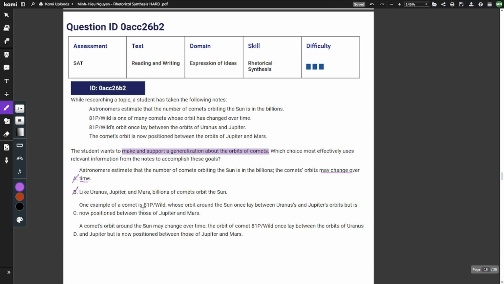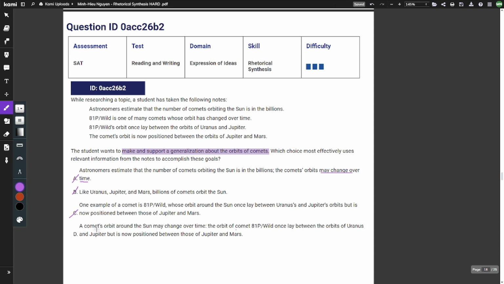One example of a comet is 81P/Wild, whose orbit around the Sun once lay between Uranus's and Jupiter's orbits, but is now positioned between those of Jupiter and Mars. So, it does give an example of a comet's orbit that did change, but it never made this generalization, and it never stated that their orbits might change. So, yes, it gave the evidence, but it never made the claim in the first place. So it's not going to be C.